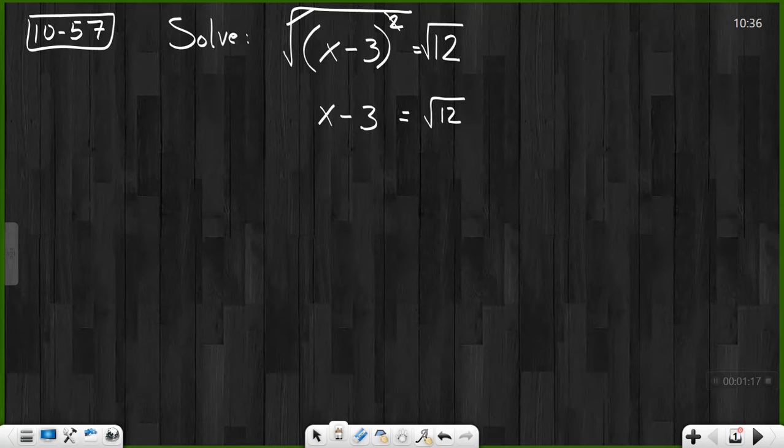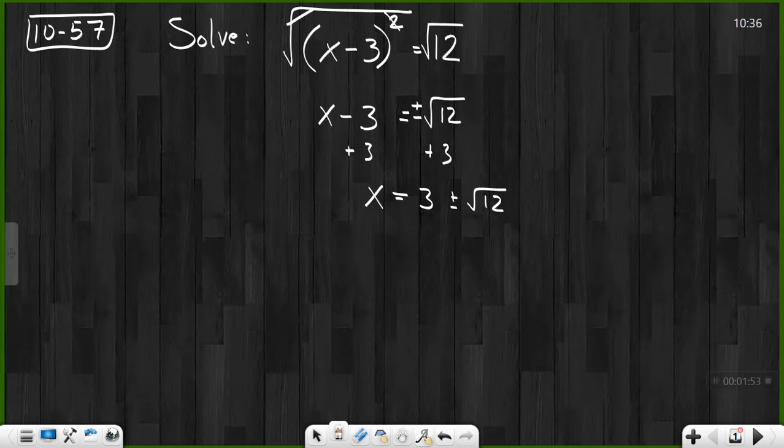If I were to go down to a decimal, that's an irrational decimal. But I have to think to myself, it's not just the square root of 12, not just the positive result. I was really asking what squared is 12. Well, we have to remember that the positive result will work, but there's also a negative result that will also work. So really, I have to take my x minus 3 and set it equal to both the positive and negative square root of 12. From here, I can continue to solve by adding 3 to both sides, giving me x equals 3 plus or minus the square root of 12.